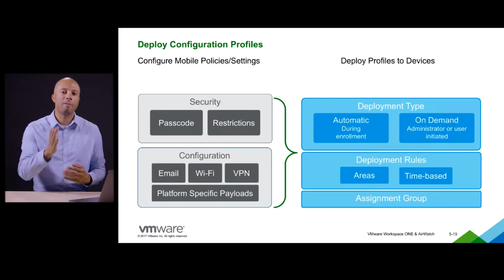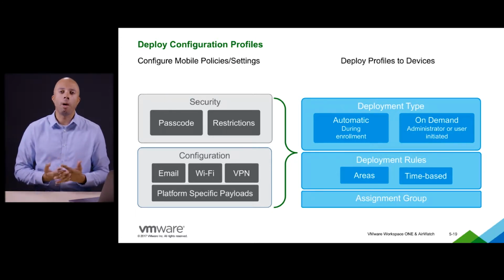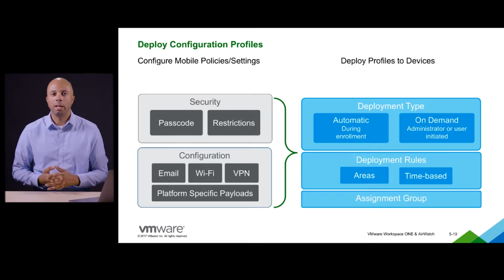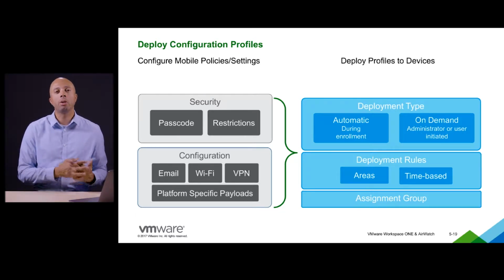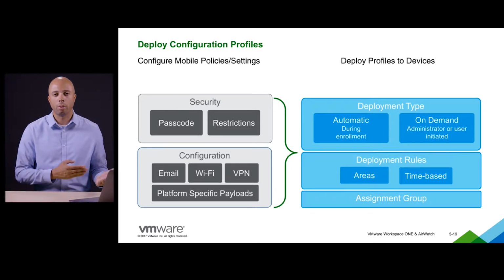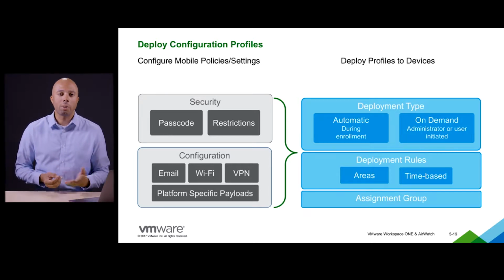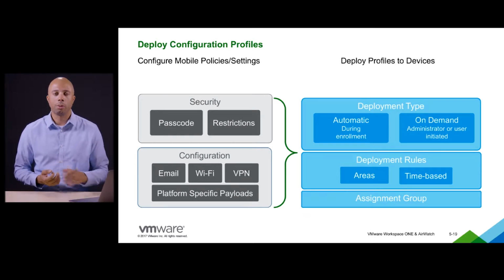And that wrapper and then the assignment or smart group tells it what to do. Now that payload can have an automatic deployment. It can deploy during enrollment. It could also have an on-demand status as well, meaning you push it down when you see fit. We have areas of deployment, meaning it can be geofenced and deploy only when a user's in a certain area. We also have a time-based deployment as well. Time-based meaning if you only want your workers that are hourly to receive email from 9 to 5, well, we can have a profile deploy only during that time for email. Assignment group, we can have it, of course, pushed down to a specific assignment group or user group.